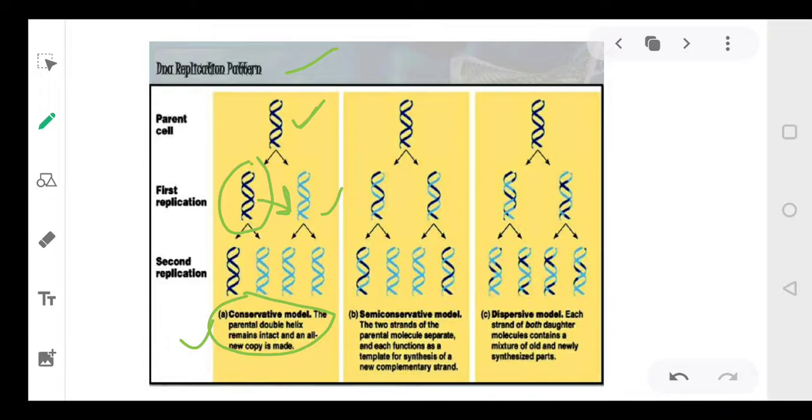The second model is called the semi-conservative model. The semi-conservative model says that the parental DNA will separate. The parental DNA will separate and both strands will act as the template and new DNA will be formed. So the new DNA that is formed will have one parental strand and one newly formed strand.